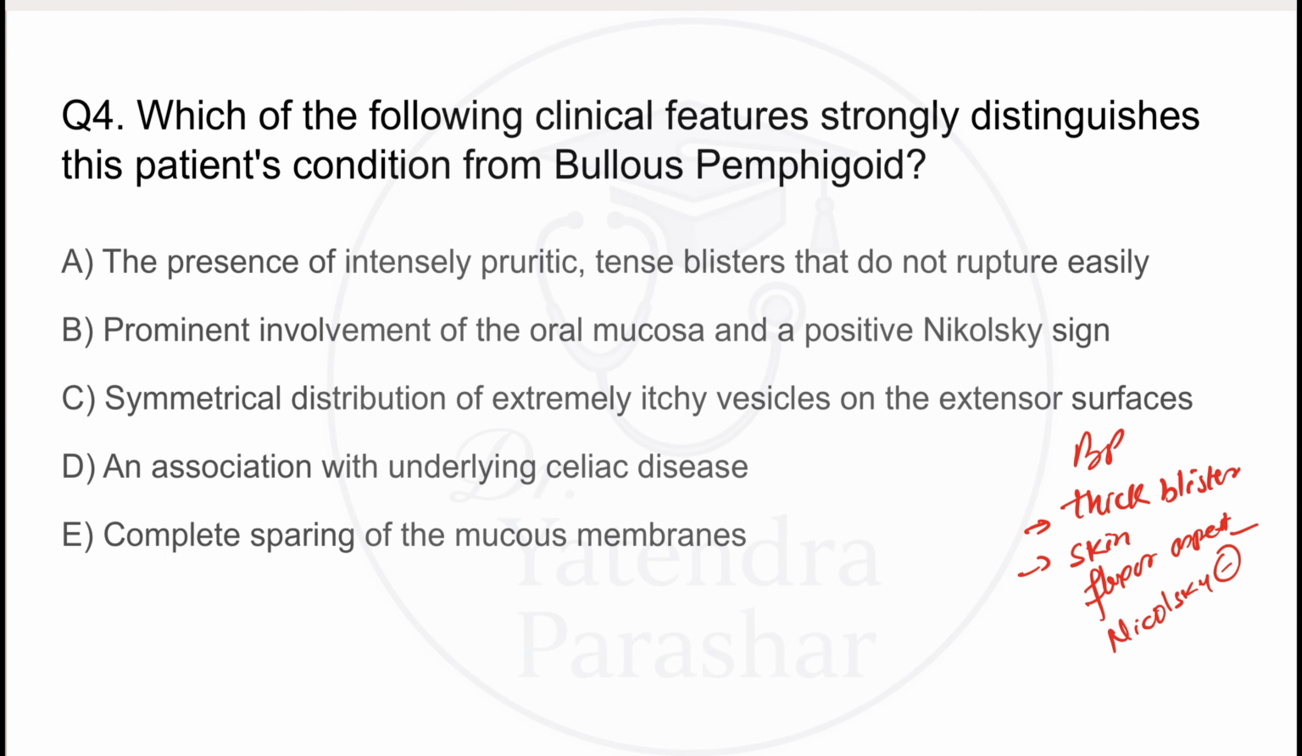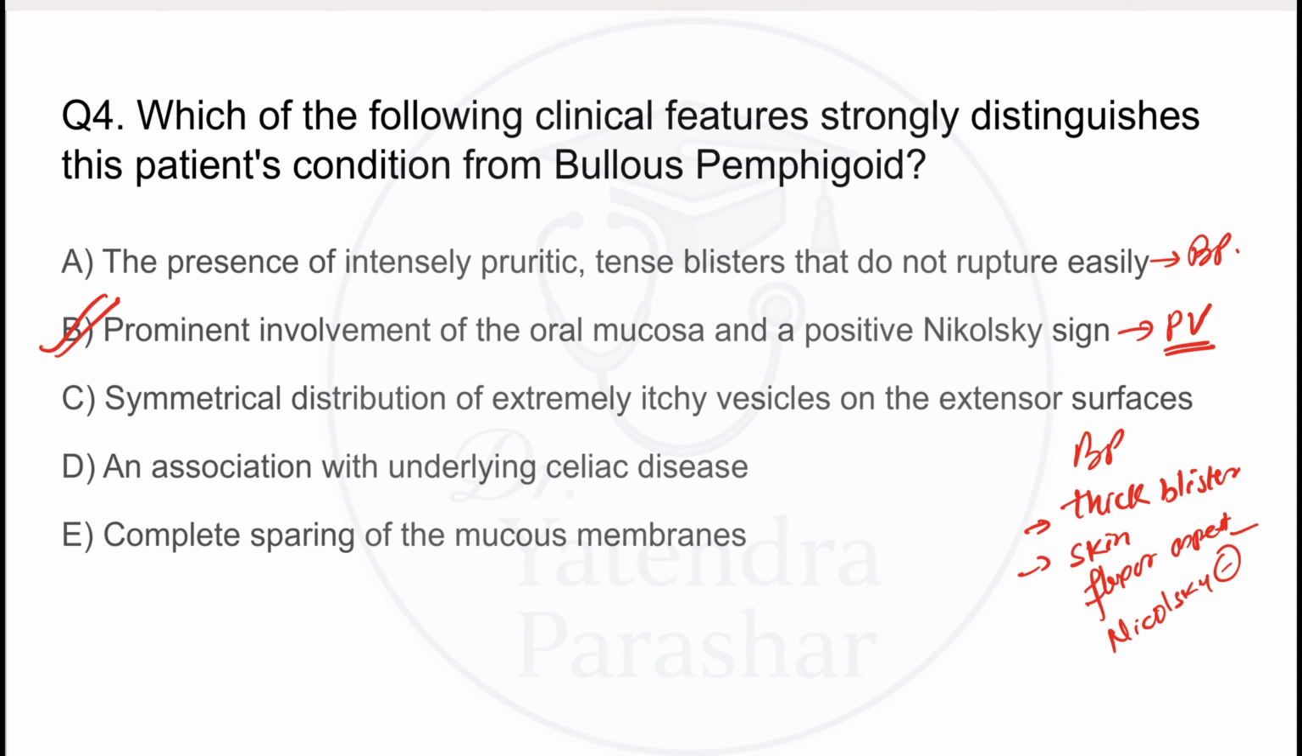So let's see each option one by one. Option A, the presence of intensely pruritic, tense blisters that do not rupture easily. This is the feature of bullous pemphigoid. Option B, prominent involvement of the oral mucosa and positive Nikolsky sign. Yes, this is the correct option because this is the classic feature of pemphigus vulgaris. So option B is correct.